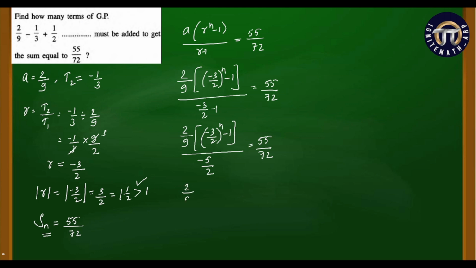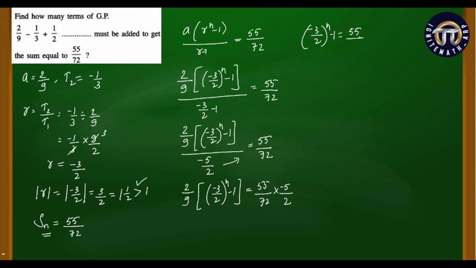So later 2 by 9, I'll again keep this step as it is, minus 3 by 2 to the power of n minus 1 is equal to 55 divided by 72. So this is taken to the numerator on the other side, multiplied by 5 by 2 with a minus sign. So now I can write minus 3 by 2 to the power of n minus 1 is equal to 55 by 72 multiplied by minus 5 by 2, again multiplied by 9 by 2, because this 2 by 9 is taken to the other side.